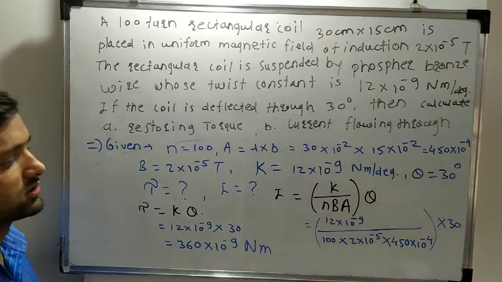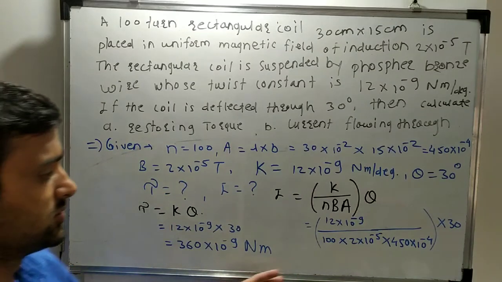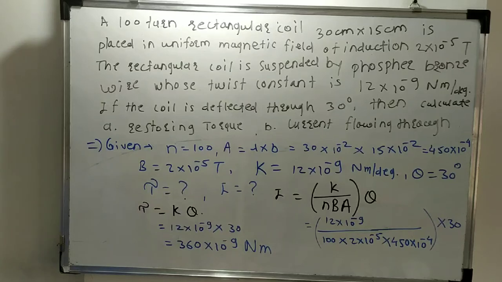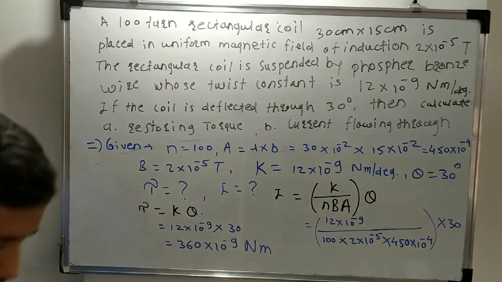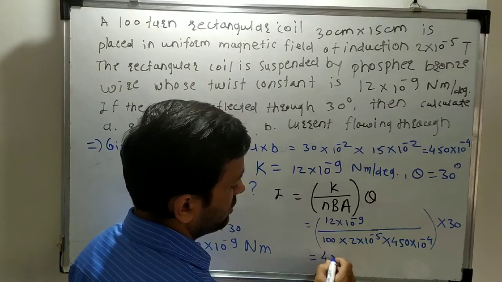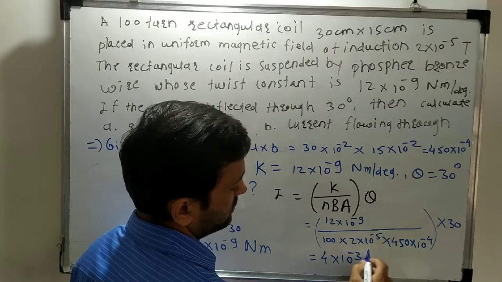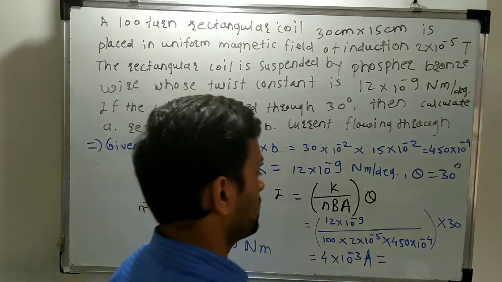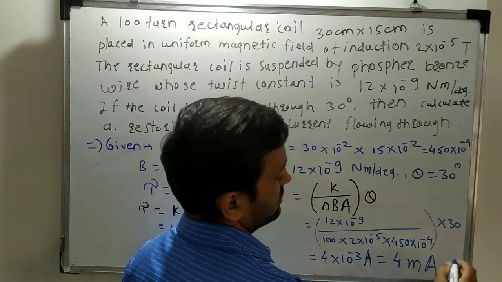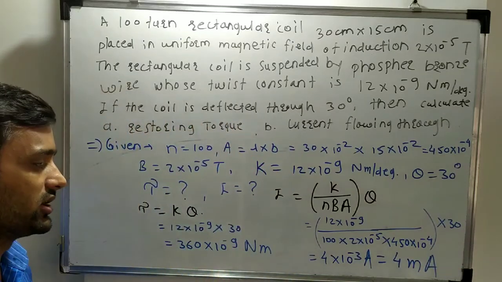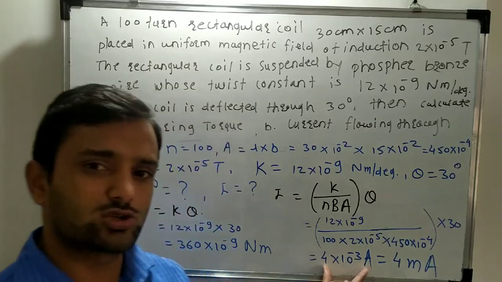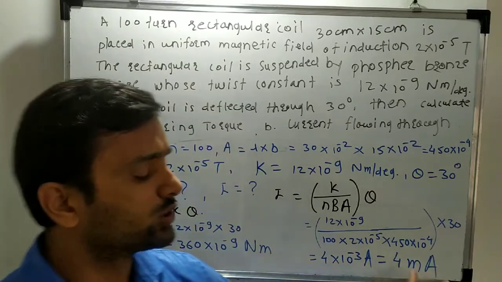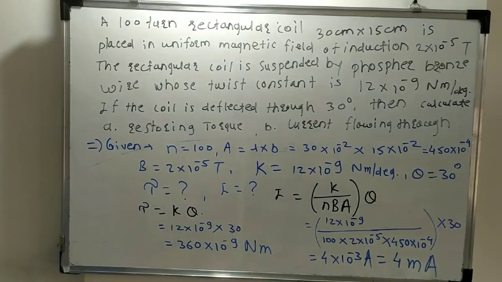If you solve this, then I will directly write the answer because I don't have sufficient time and space. So if you solve this, your answer will be 4 into 10 raised to minus 3 ampere. So it is nothing but 4 milliampere. Either you can write it this way and you will get full marks, or you can write the answer in milliampere. So this is the second numerical. Okay, we'll go for the next numerical.